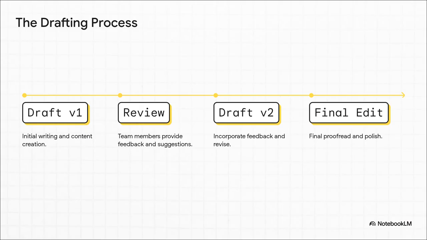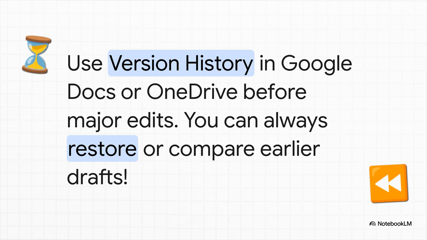It really helps to think about your project in terms of versions. You have your first rough draft, then your team reviews it, then you have a second draft, and then the final edit. It's a clear process. But what happens is you make a huge change in draft 2 and then realize, oops, the first version was actually better. Well, here's your answer.